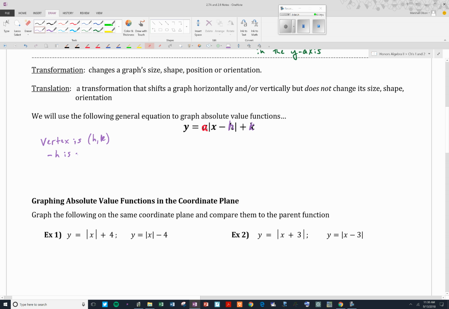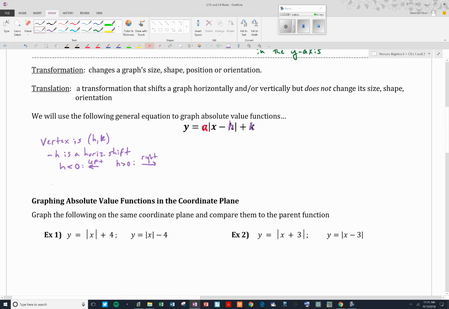h is a horizontal shift. Horizontal means left to right. If h is negative, that would actually make this x plus some value in here, which means we're going to be shifting to the left. So if h is negative, we're going to the left. If h is positive, we're going to the right. I'm going to shift right.